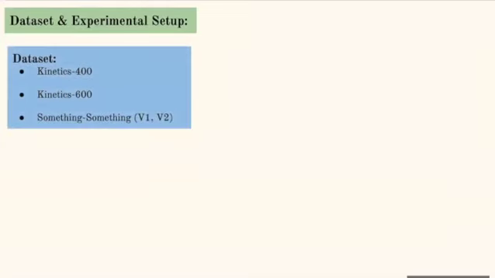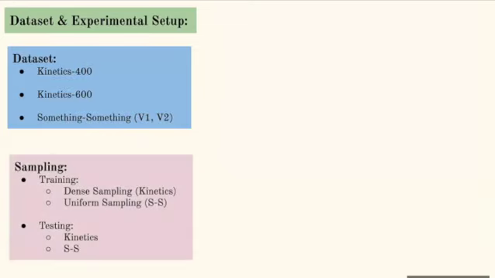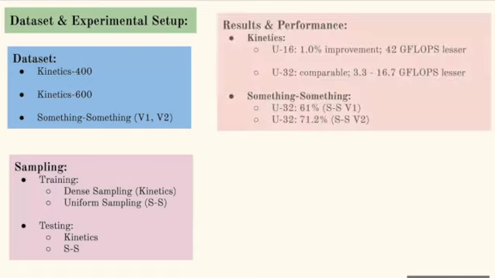Okay, for the data sets, it's using Kinetics 400 and Kinetics 600. They're basically data sets where a human is doing any sort of task or movement, but it is not predefined. But in Something-Something versions 1 and 2, whatever the video is showing is based on a predefined set of tasks. I suppose Something-Something is much more organized compared to Kinetics. So for training, they do dense sampling for Kinetics, and uniform sampling for Something-Something. For testing, they use both the data sets.